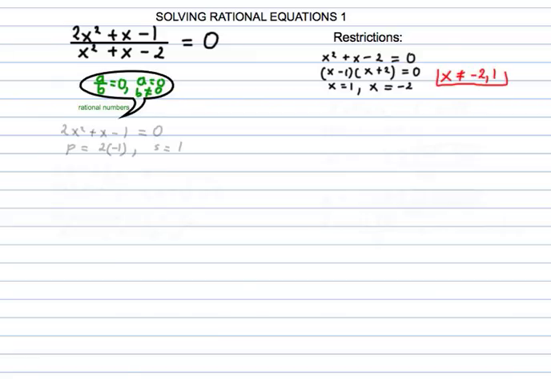So this is why we say 2x squared plus x minus 1 is equal to 0, and we will solve it by factoring. So the product is 2 times -1, and the sum is equal to +1. So let's solve that by factoring. Let's see what that will give us.